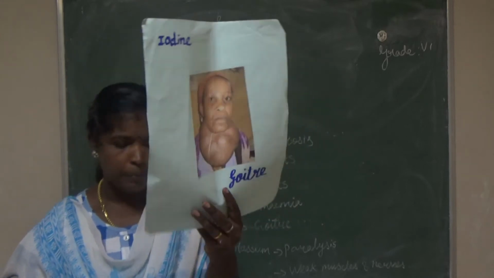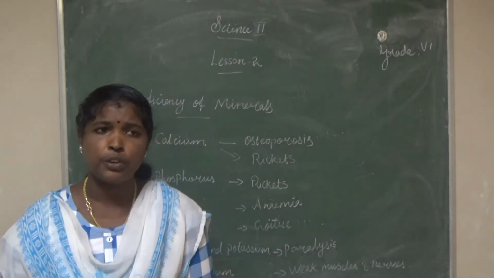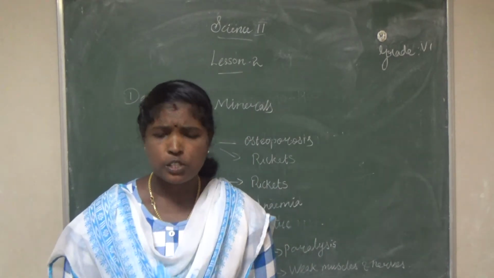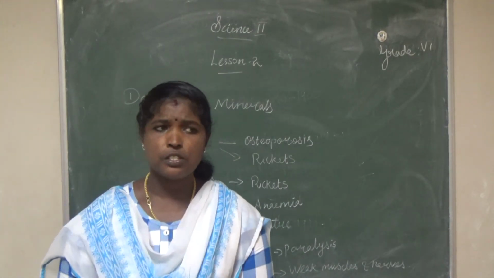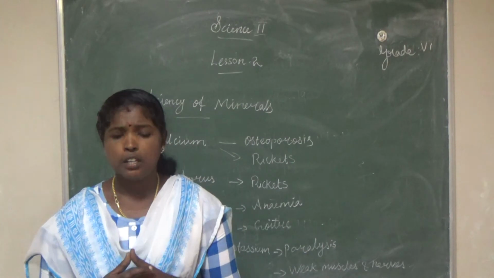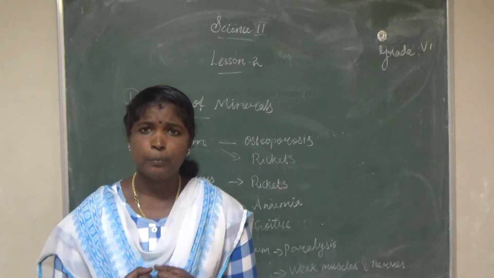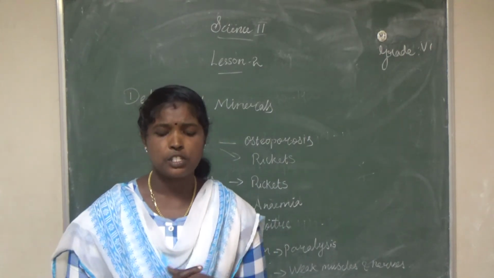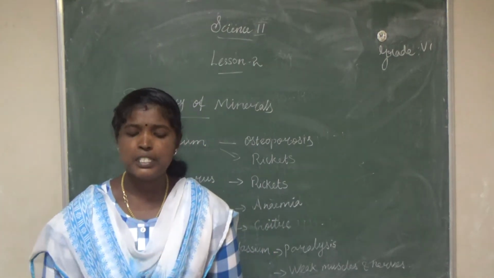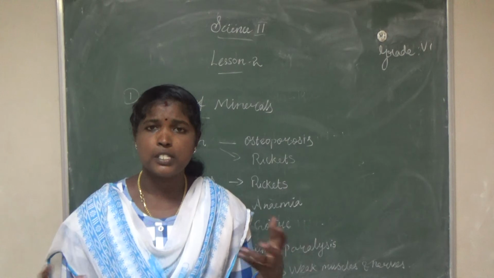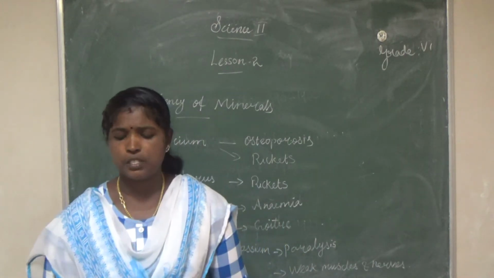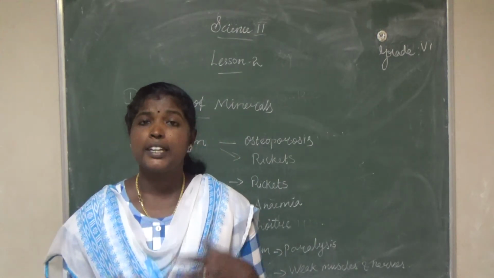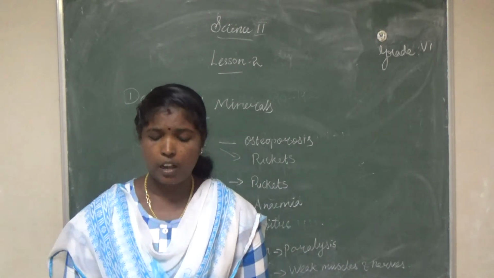Now sodium and potassium. What are the food sources that contain sodium and potassium? Salt, and most food items contain sodium and potassium. What is the function of these two minerals? They help in maintaining our body water balance. Lack of sodium and potassium in our diet leads to which disease? Paralysis, which means muscle weakness. The symptoms are weakness of the body, weak muscles, weak bones, and also dehydration.